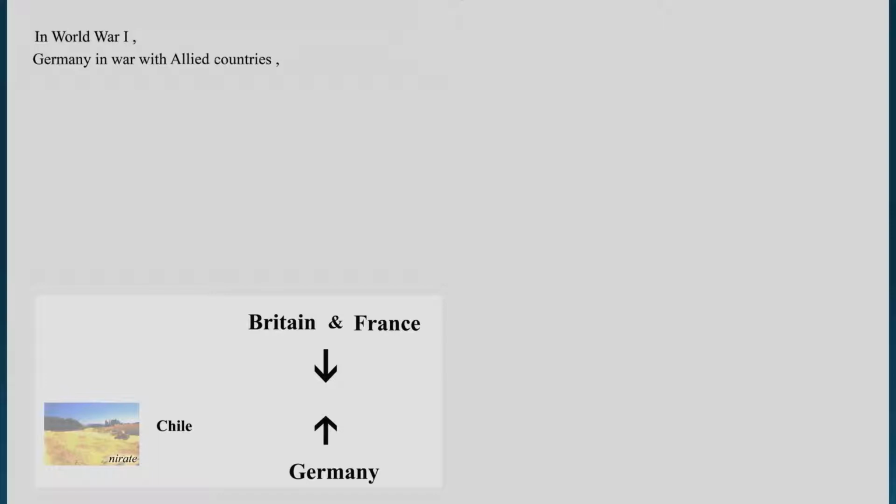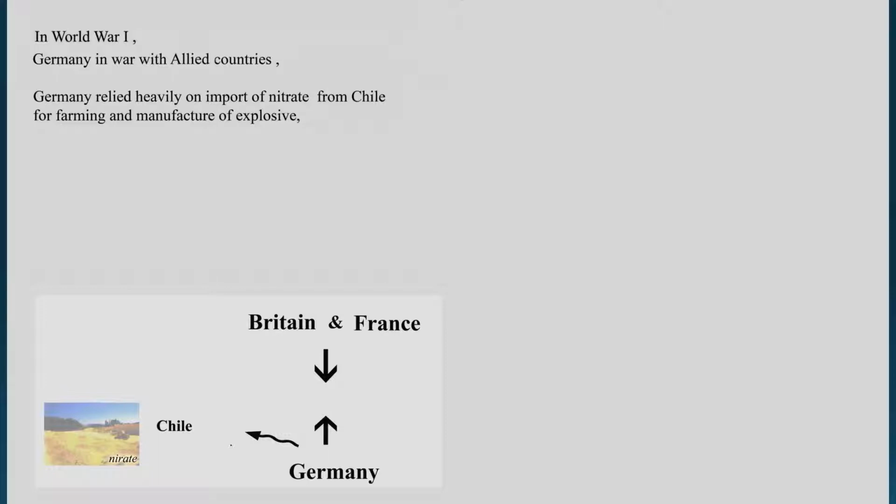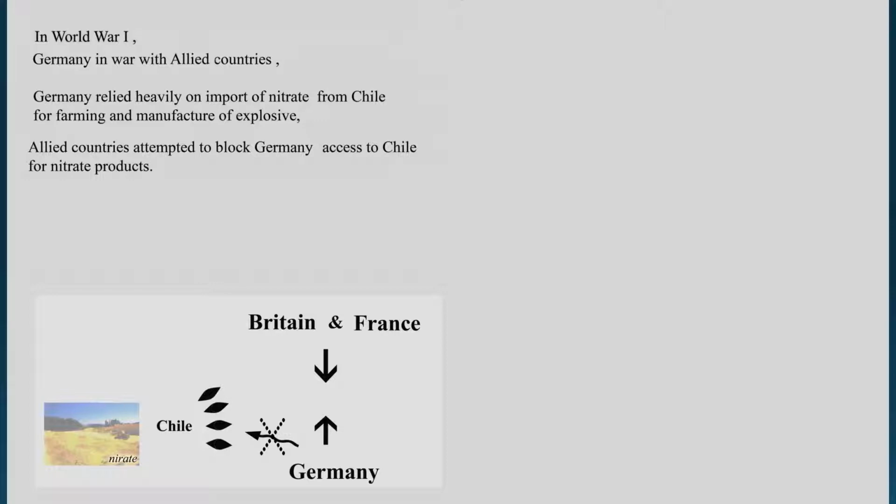In World War I, Germany was at war with the allied countries, Britain and France. And Germany relied heavily on imports of nitrate from Chile, for farming and to make explosives for the war. Britain tried to block German access to Chile for this nitrate by putting in battleships. So now Germany could not access Chile, and could not make explosives.